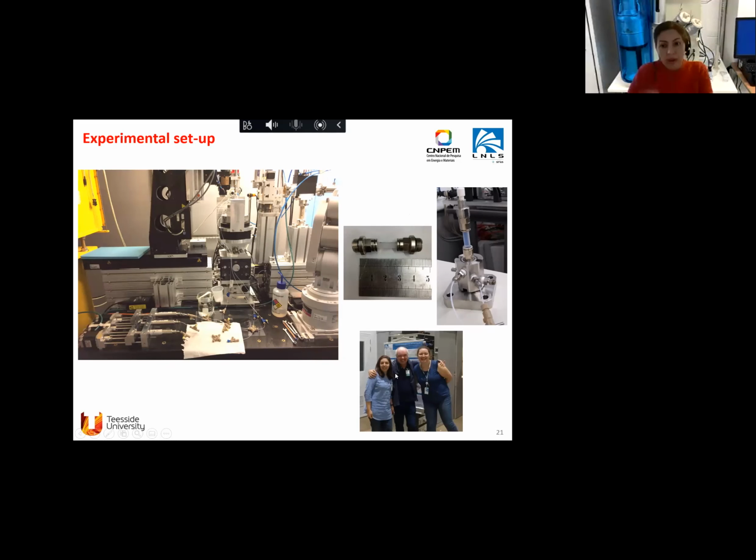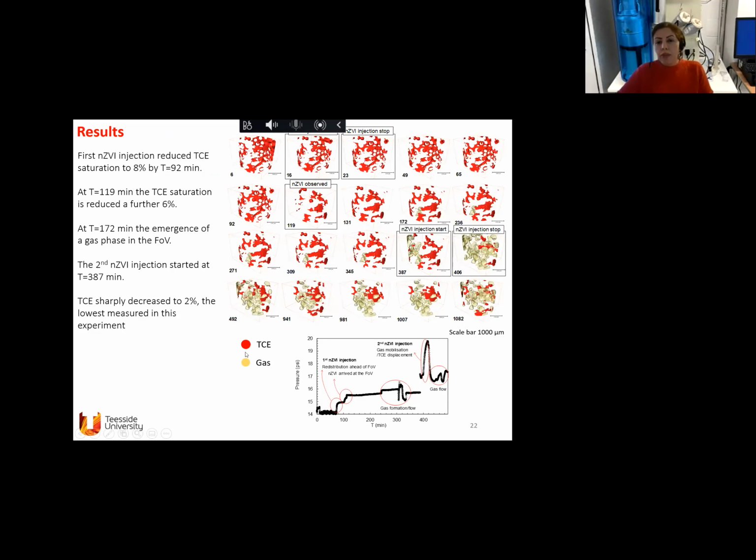This is just at the very end of this experiment, and this is at the IMX beamline of the Brazilian synchrotron. So I'm now jumping and showing you the results of the experiment. Here in red, you can see the contaminant phase, the TCE phase. And on the bottom left, you can see the time at which these images were taken. So time resolution about 6 minutes. We can still do better in other places. This is the best we could achieve there in Brazil.